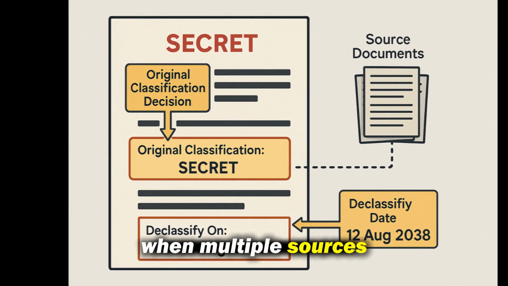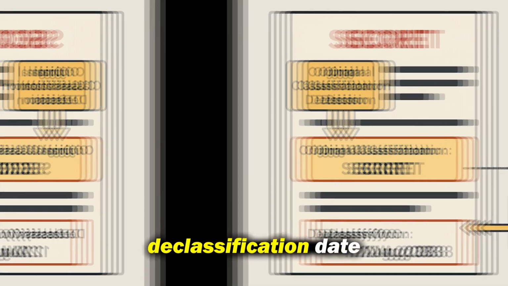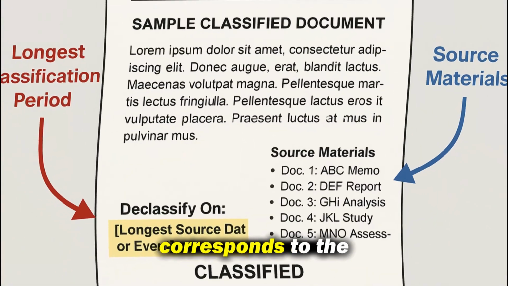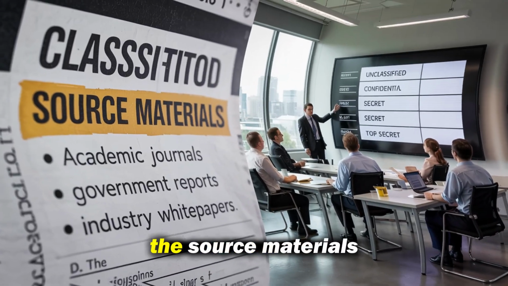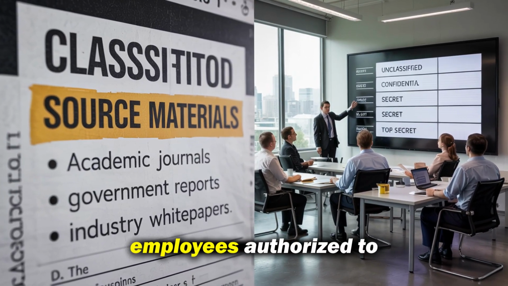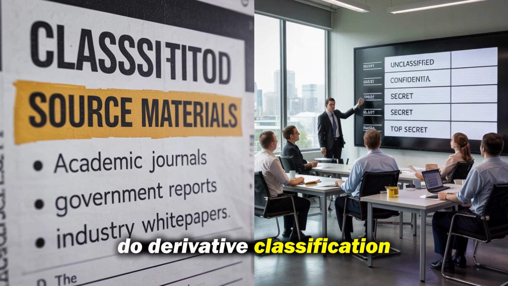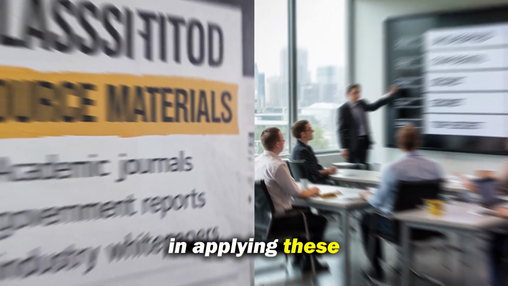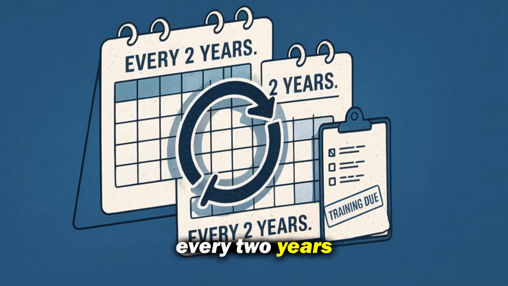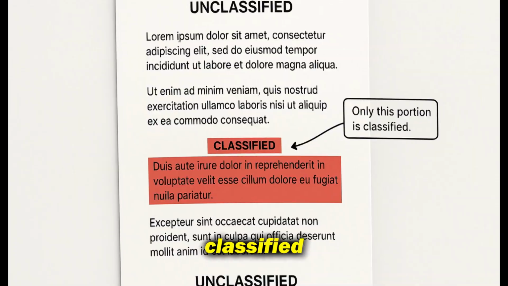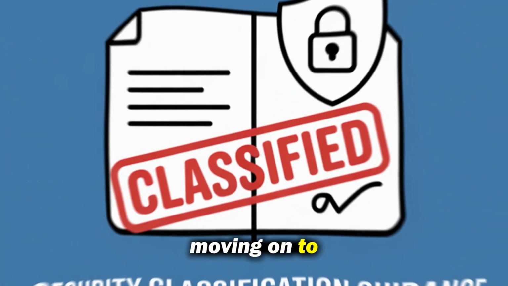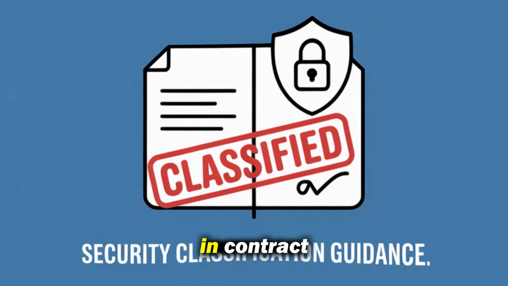When multiple sources are used, carry forward the declassification date or event that corresponds to the longest classification period among the sources, and also list the source materials themselves. Employees authorized to do derivative classification must be trained in applying these principles at least once every 2 years, and whenever possible, use a classified addendum if just a small part of a document is classified while the rest is not.